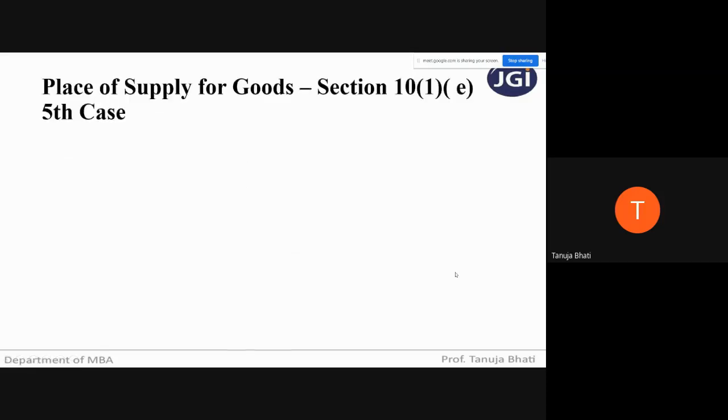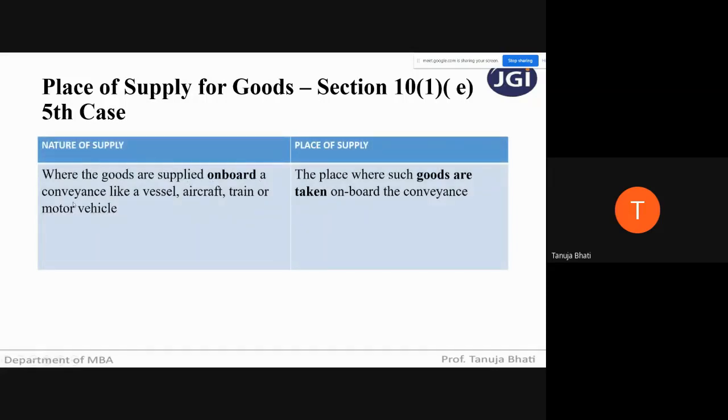Let us understand clause E. Place of supply of goods under section 10 subsection 1 clause E. This is the last case in case of place of supply for goods where both the supplier and the recipient are in India. Where the goods are supplied on board a conveyance like vessel, aircraft, train, motor vehicle, the place of supply will be the place where such goods are taken on board the conveyance, where the goods are first put in the conveyance, whether it may be train or aircraft or motor vehicle. So wherever the goods are first loaded, that will be the place of supply in case the goods are supplied on board a conveyance.